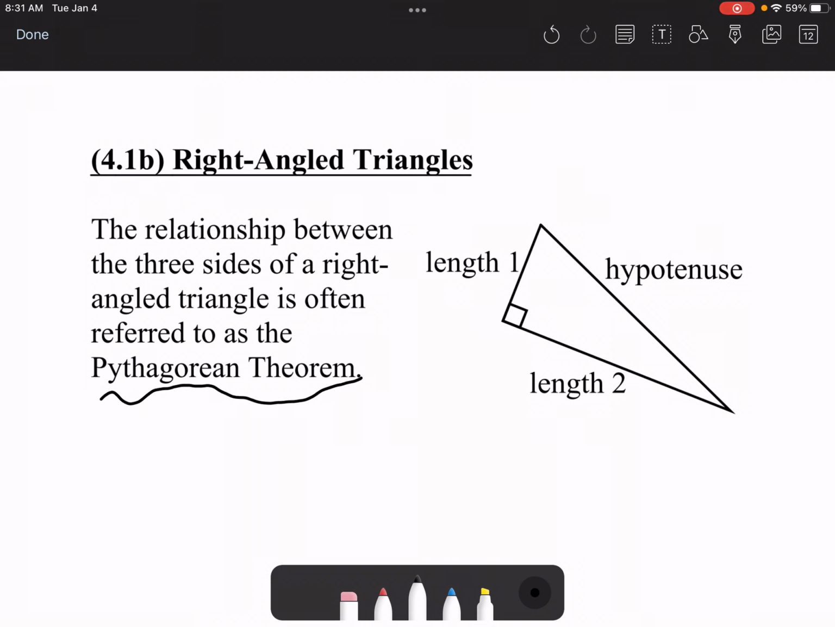Now, even though it may be referred to as the Pythagorean Theorem, there is some contention as to whether or not it was actually invented by the gentleman by the name of Pythagoras and therefore attributed to his name. So it is often referred to as Pythagorean theorem, but some teachers may not refer to it that way.